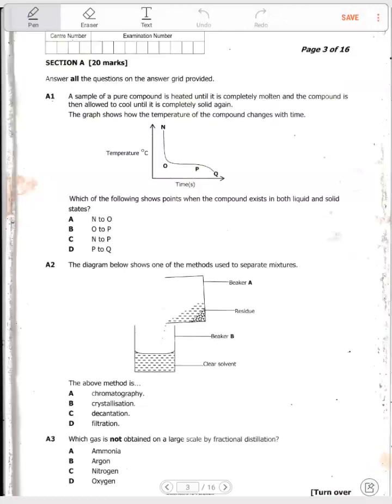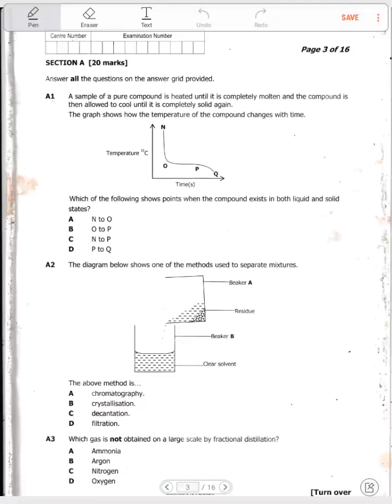Therefore, we have a question which says, question 1: a sample of pure compound is heated until it is completely molten, and the compound is then allowed to cool until it's completely solid again. The graph shows how the temperature of the compound changes with time. Which of the following shows points when the compound exists in both liquid and solid states?